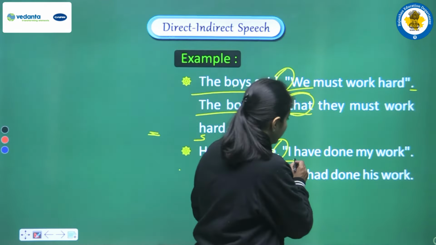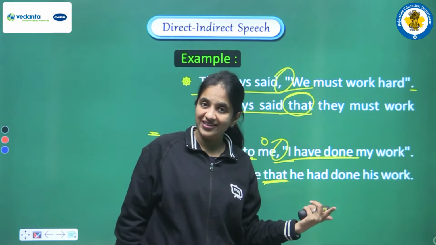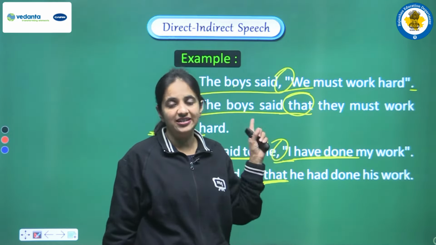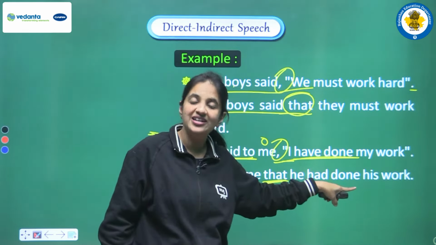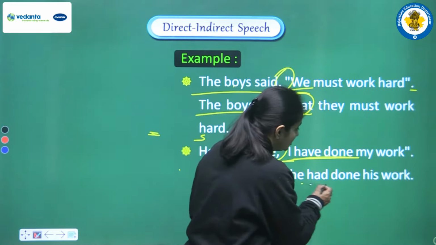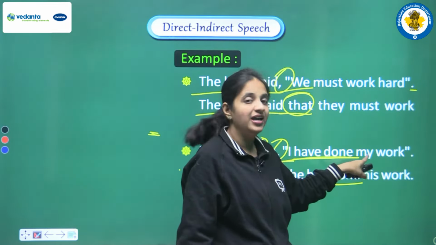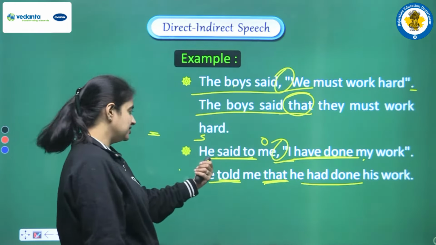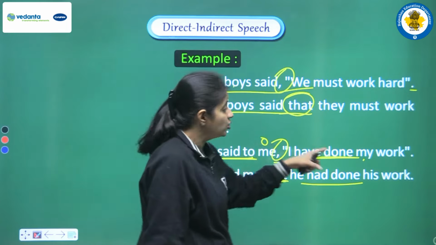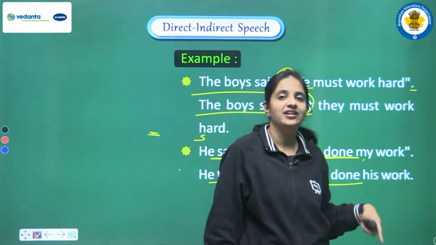Next, coming to the tense, we are having have plus third form, that is present perfect tense. So yes, we have to change the tense into past form. So here we are writing past perfect, and past perfect means had plus third form. Again we are having one pronoun here, my. My, again, it's a first person pronoun, so it will be changed according to the subject. Subject was he, so we are converting my into his, and in the end we are writing work.